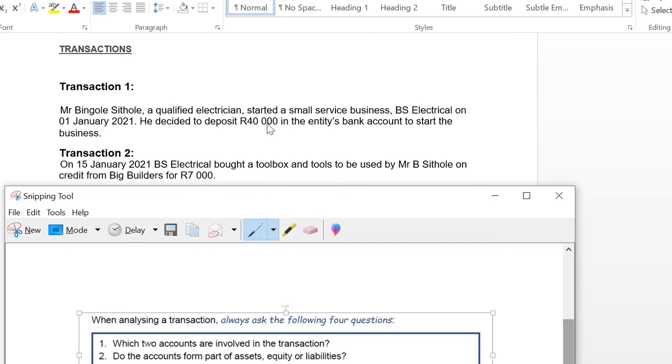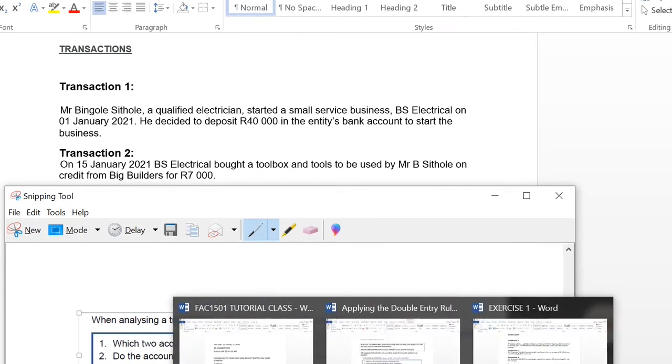So now you need to determine what is a toolbox and tools. Is this an asset, liability, or an expense for BS Electrical? And did they buy cash or credit? So my question is, which two accounts are involved? What two accounts are involved?